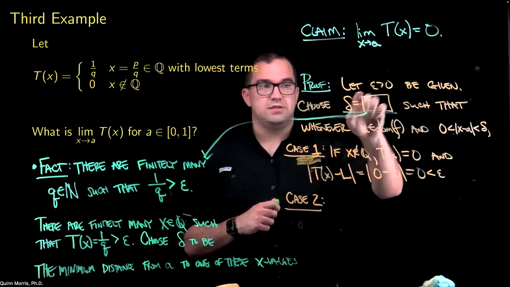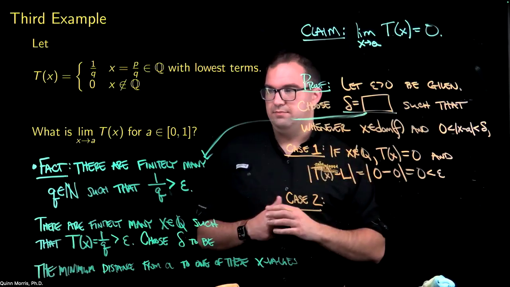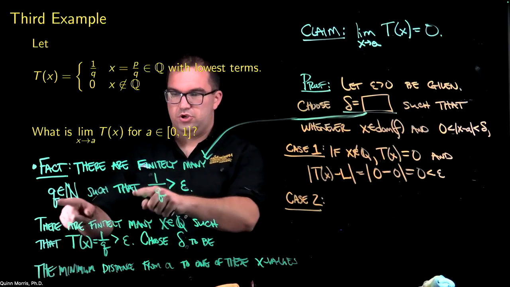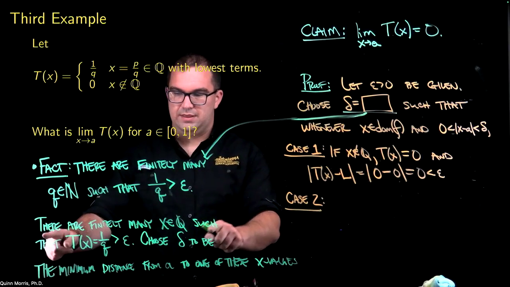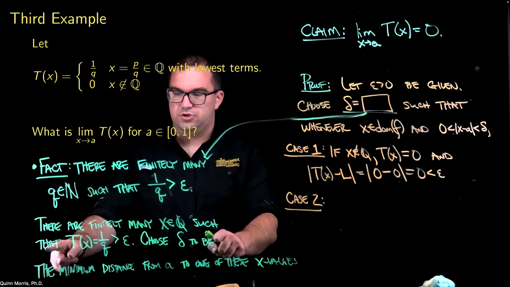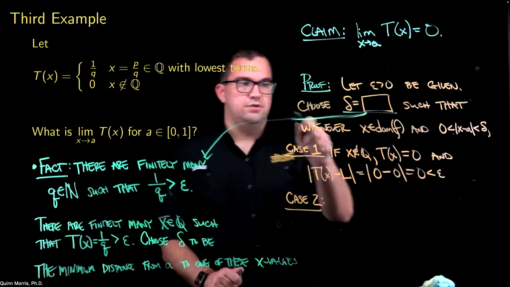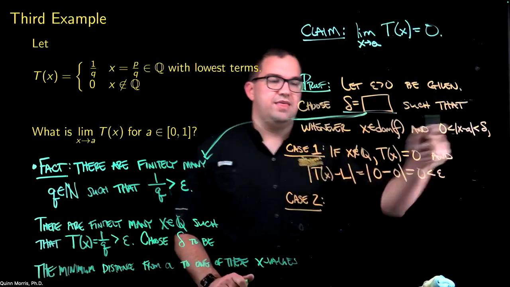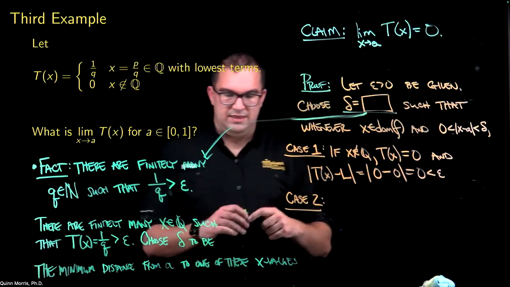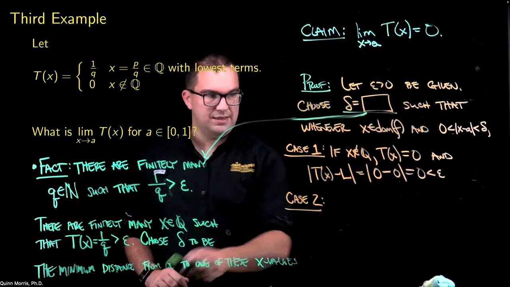So if I was writing this cleanly, I'd say let epsilon greater than 0 be given. There are finitely many q such that this is true. Therefore, there are finitely many x in Q such that this is true. Choose delta to be this. So that would all go in here, such that whenever x is in the domain, we get this. Okay, now how does this work in my last case?